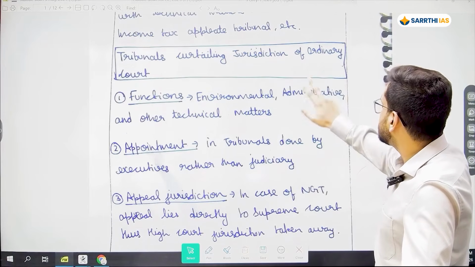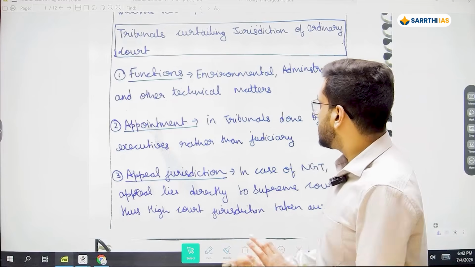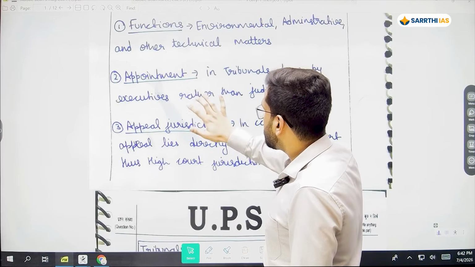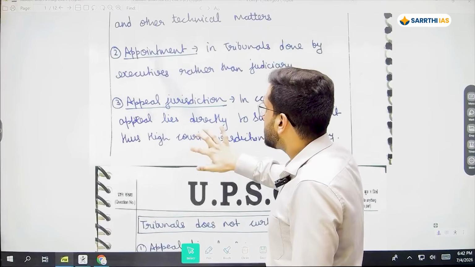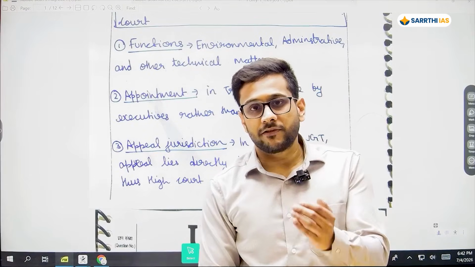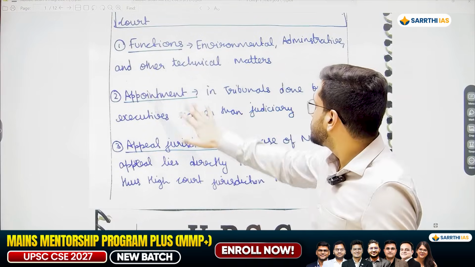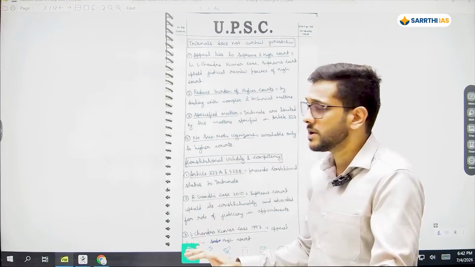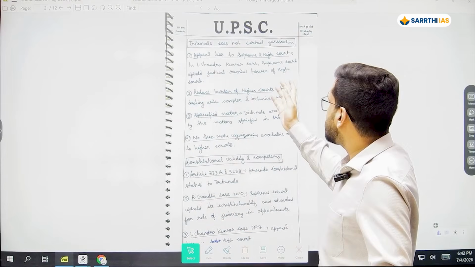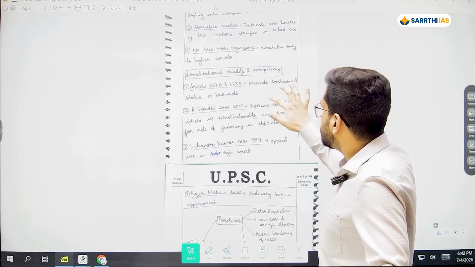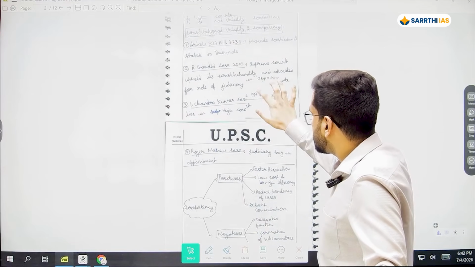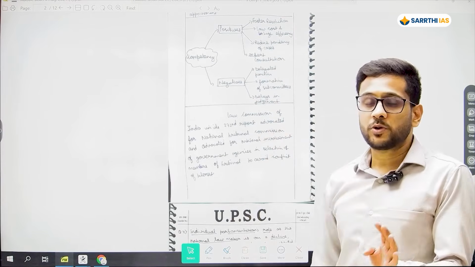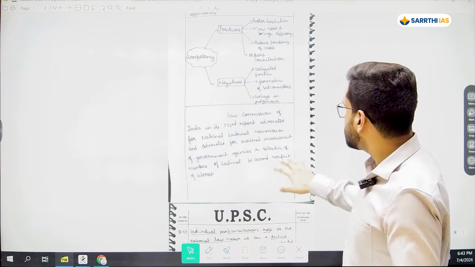Then, tribunals curtailing the jurisdiction of ordinary courts. See, this is giving a proper structure: functions, and how the tribunal works in terms of functions, in terms of appointment, and in terms of appellate jurisdiction. This comes from the keyword which I refined in my notes after the 4th or 5th revision. So it came directly here. And these are some of the substantiation which would also have been mentioned in my notes. Then, the opposite side of it. Then constitutional validity and competency: Supreme Court judgments, constitutional reference, again a Supreme Court judgment. And at last I mentioned the Law Commission's report. So you can see the whole answer is very structured.